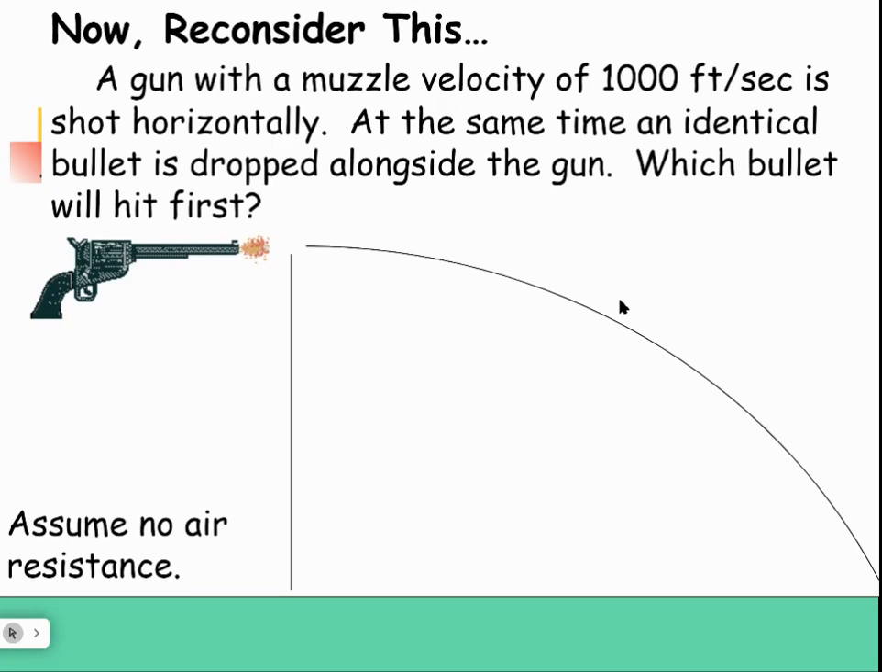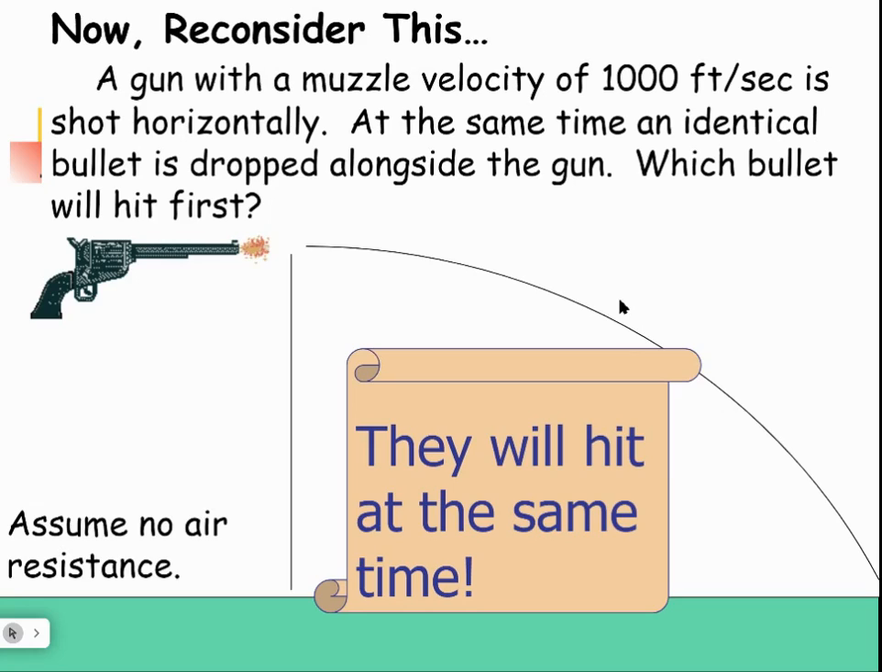So if we go back and we reconsider our gun bullet scenario, a gun with a muzzle velocity of 1,000 feet per second, when we shoot that bullet and we drop a second bullet at the same moment, at the same time, they will hit at the same time. So it does not matter how fast you're going sideways. Vertically, it will behave exactly the same way because there is no air resistance.